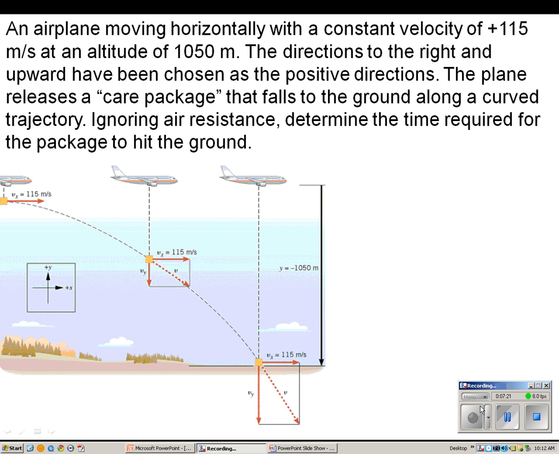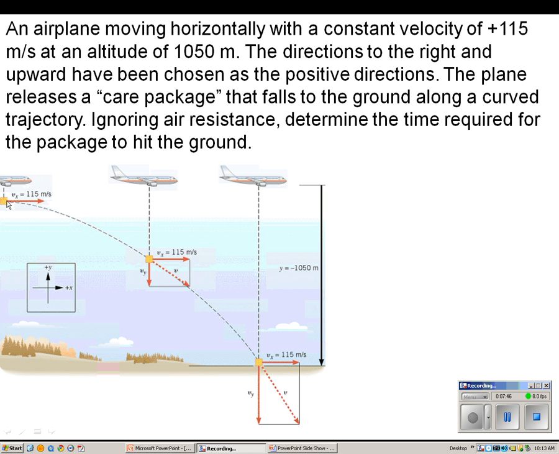We have a problem here where it's a horizontal projectile, an airplane moving horizontally with a constant velocity of 115 meters per second and at an altitude of 1,050 meters. The directions to the right and upwards have been chosen as the positive directions. The plane releases a care package that falls to the ground along a curved trajectory. Ignoring air resistance, determine the time required for the package to hit the ground.